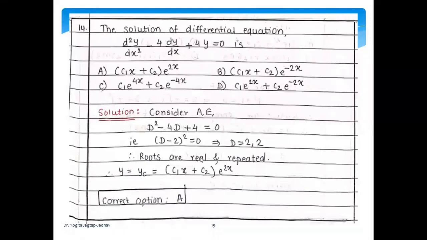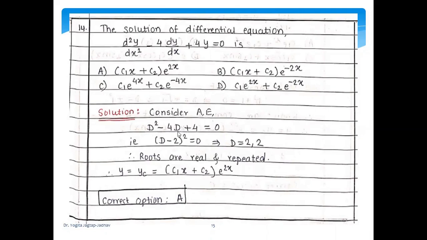Now, next example number 14 is what? The solution of differential equation d square y upon dx square minus 4 dy by dx plus 4y equal to 0 is. Again, 4 options are provided here. Here we again consider d by dx equals to capital D. With this substitution, our auxiliary equation is what?